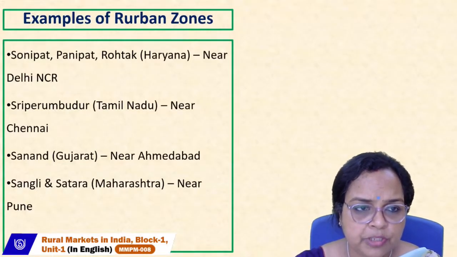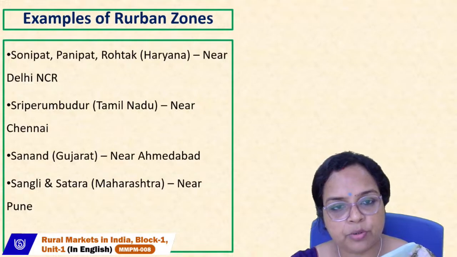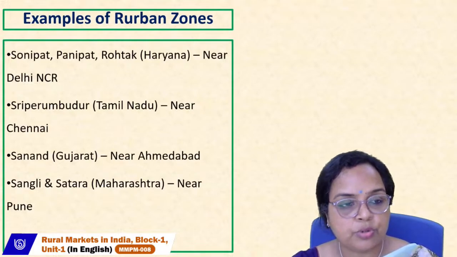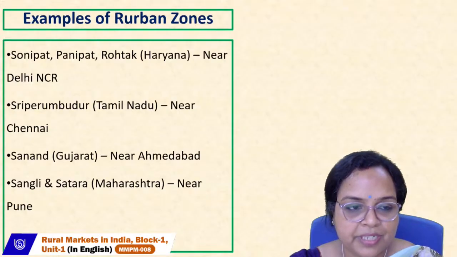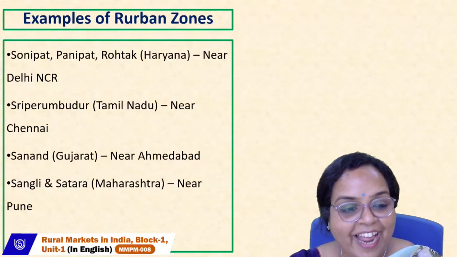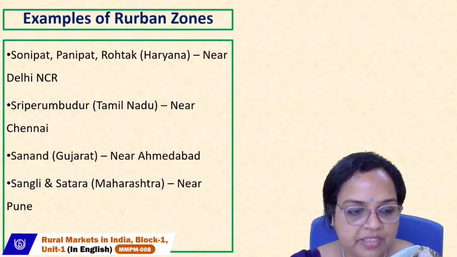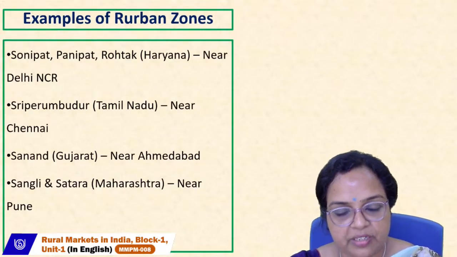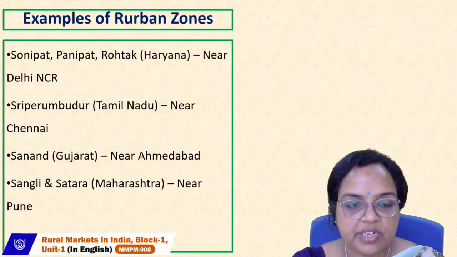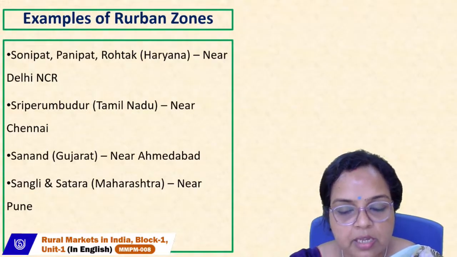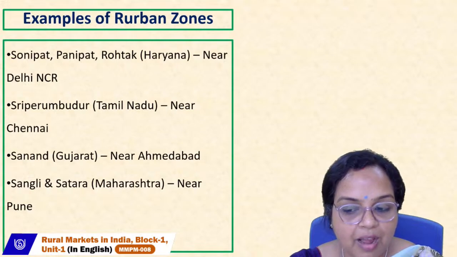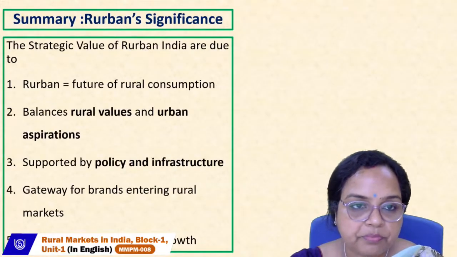What are the examples of Rurban zones? Sonipat, Panipat, Rohtak, Haryana ka Rohtak. These are close to New Delhi NCR. Likewise, there is a Rurban area in Tamil Nadu, that is Sriperumbudur near Chennai, and Sanand in Gujarat near Ahmedabad, Sangli and Satara in Maharashtra near Pune. These are close to cities and they are demonstrating the characteristics of urban zones. So marketers have to take care of these zones as Rurban areas, though they are classified as rural areas as per the census.